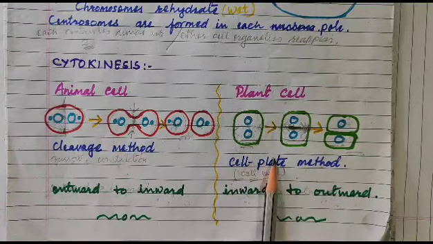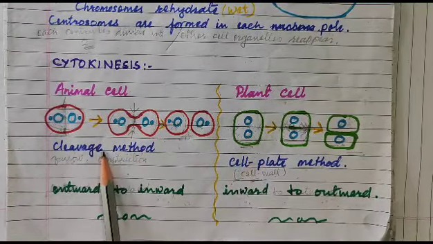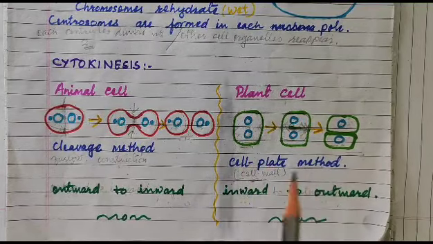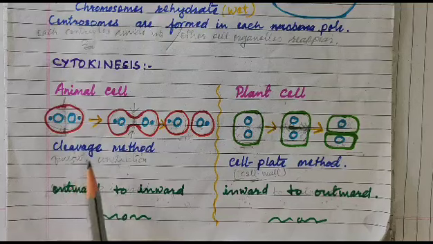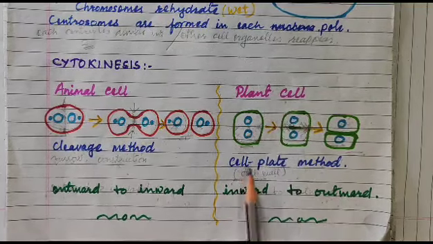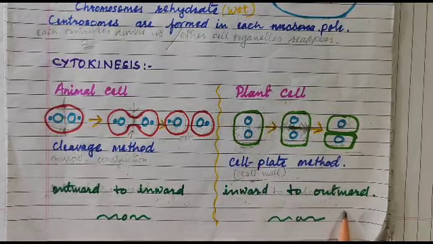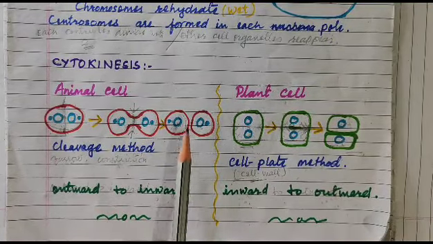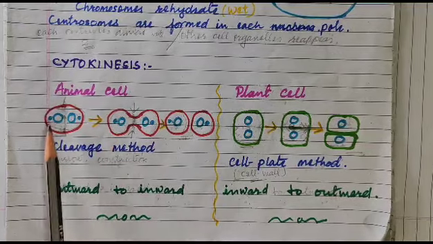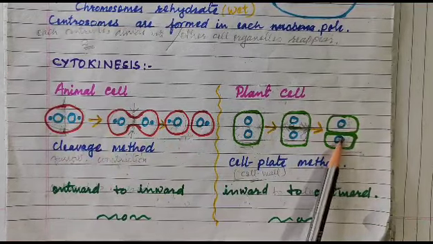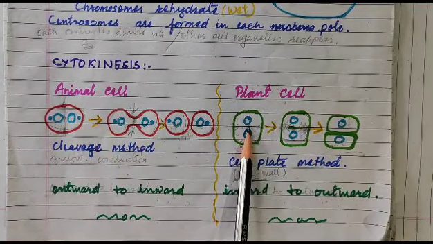So these are the differences as well. In animal cell it is cleavage method, in plant cell it is cell plate method. In animal cell, cleavage forms from outward to inward. In plant cell, cell plate forms from inward to outward. These are the differences. And at the end, what we have seen is 2 daughter cells are formed from a single mother cell in animal cell, and in plant cell also 2 daughter cells are formed from a single mother cell.